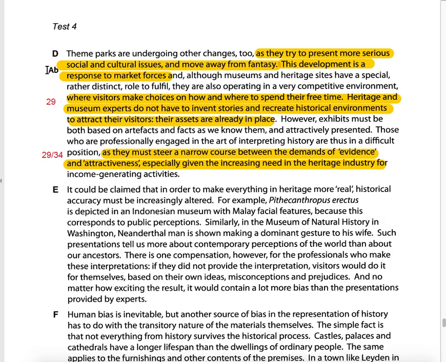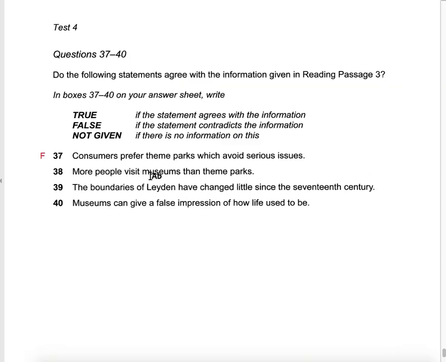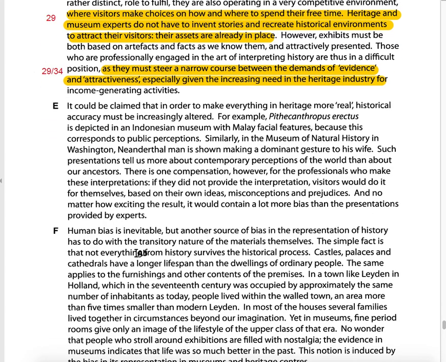From over here. Okay. And now we should look at 38, more people visit museums and theme parks. The boundaries have changed. Don't see that one or this one. So let's continue to E.